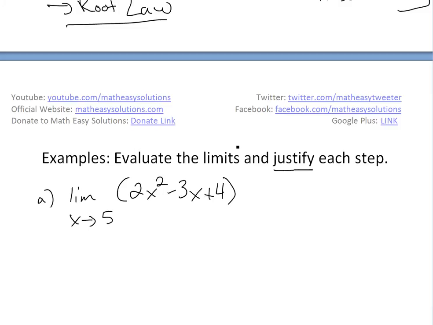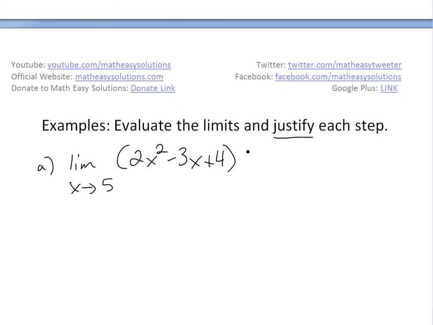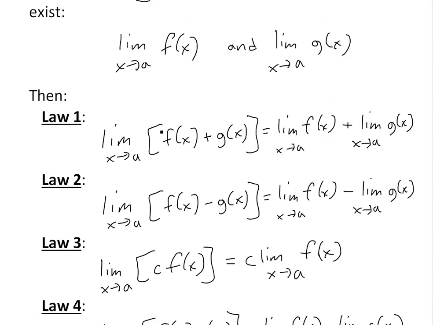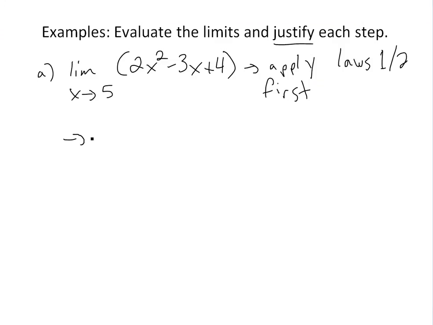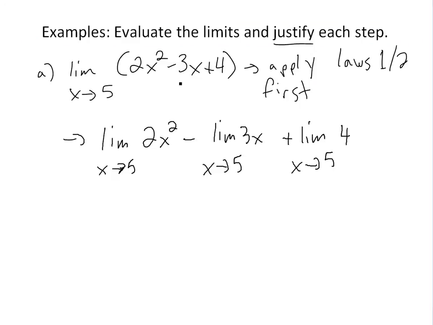But if we want to use the above laws to be strict here, what we could do is apply laws 1 and 2 first. If I scroll up here, laws 1 and 2 basically state that if you have a sum or a difference inside the limit, then you could put the limit inside on each one. So from here we get the limit as x approaches 5 of each single term inside this bracket, the sum and differences here. Now we get this one by applying laws 1 and 2.